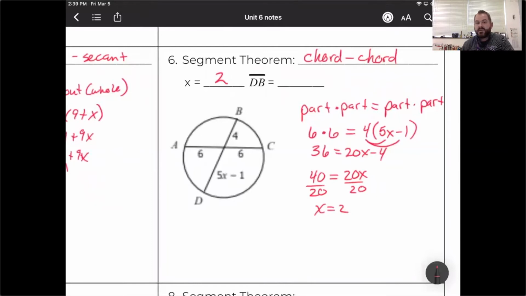Now this time, they do want another length here. They want the full length of BD. Well, that means I'm going to plug in my 2 here for x, and then I'm also going to add 4 to it. Okay, I want to add those pieces together. So I'm going to do 5 times 2 minus 1 plus 4. It's 10 minus 1 plus 4. That's 9 plus 4 if you're doing it that way, which would give us 13. Okay? All right, a couple more examples here.